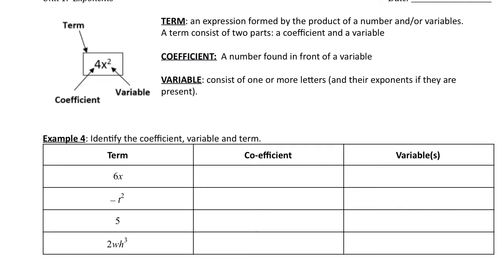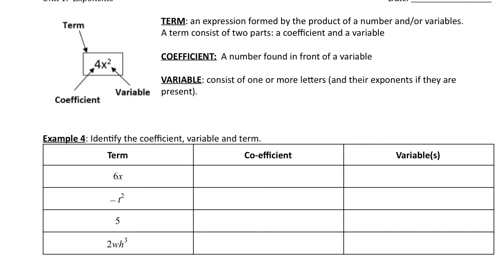So basically in algebra, all of the different parts or pieces that are put together to make an algebraic equation are called terms. So a term is an expression that is formed by the product or multiplication of a number and or variables.